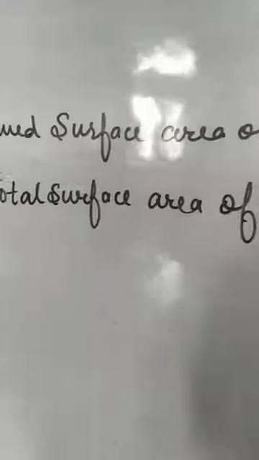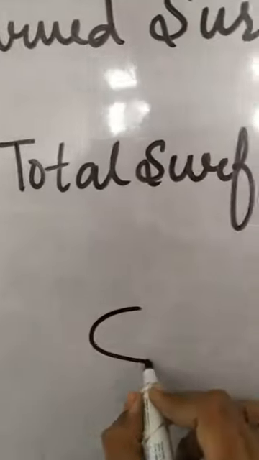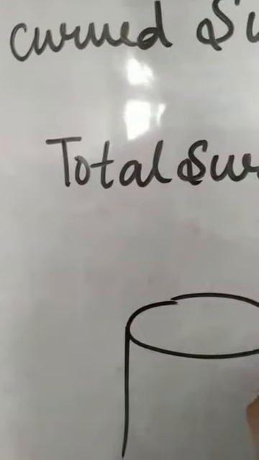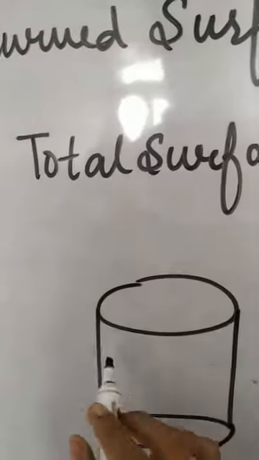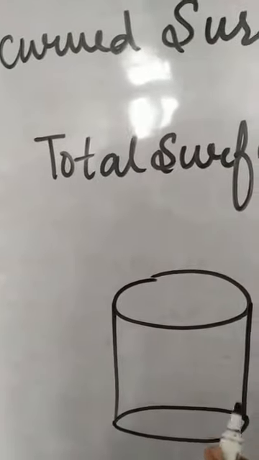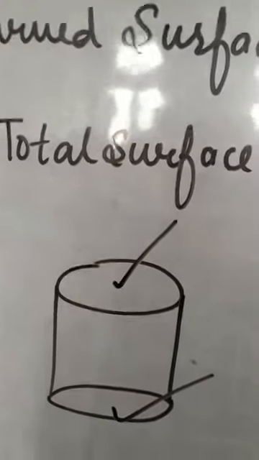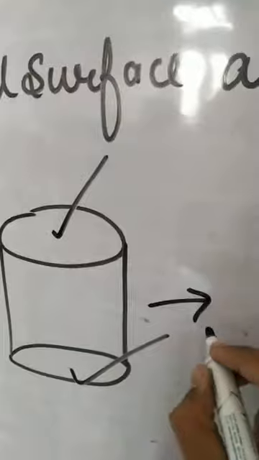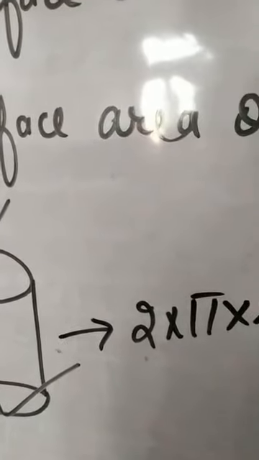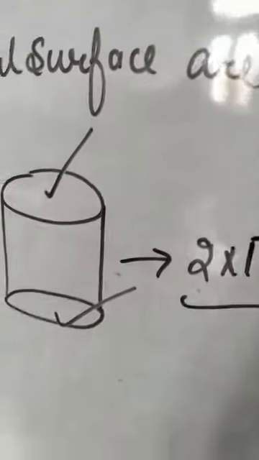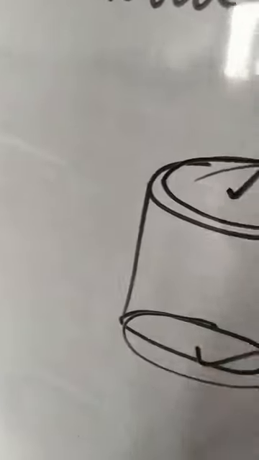The difference between the curved surface area of cylinder and total surface area of cylinder is, in curved surface area we use only the outer area of this cylinder, not including the upper circle and lower circle. So the formula of curved surface area of cylinder is 2 into pi into r into h, 2 pi r h. But in the total surface area we use these two circles also, upper circle and lower circle.